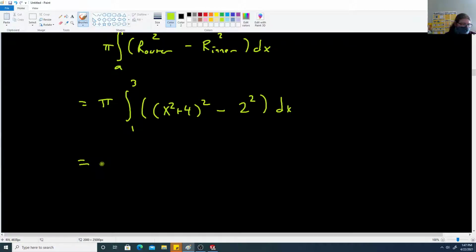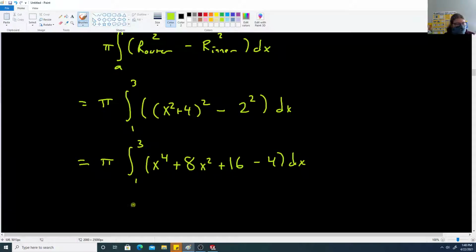Now when I go to integrate this, I'm going to FOIL out this first term to make it easier to take the antiderivative of it. If we FOIL it out, we get x to the 4th plus 8x squared plus 16. We have minus 2 squared, which is minus 4, dx. So that will be pi times the integral from 1 up to 3 of x to the 4th plus 8x squared plus, that would be 12.